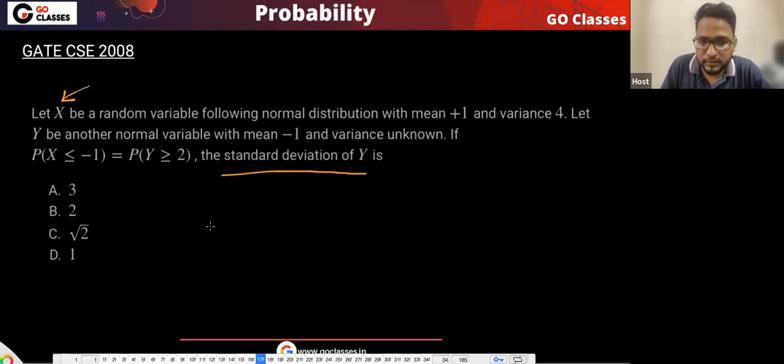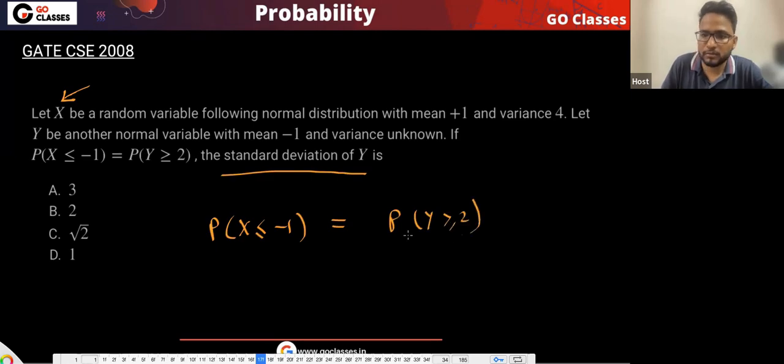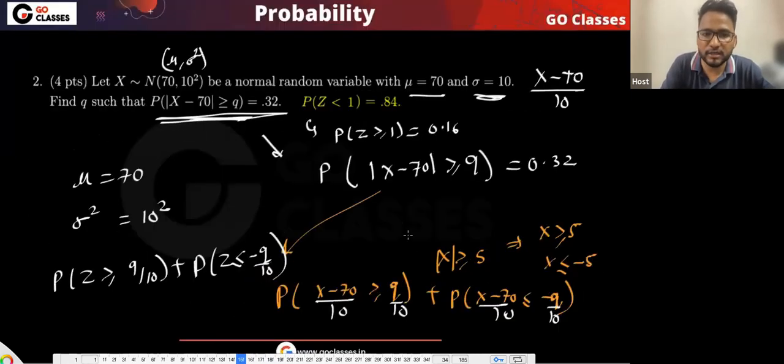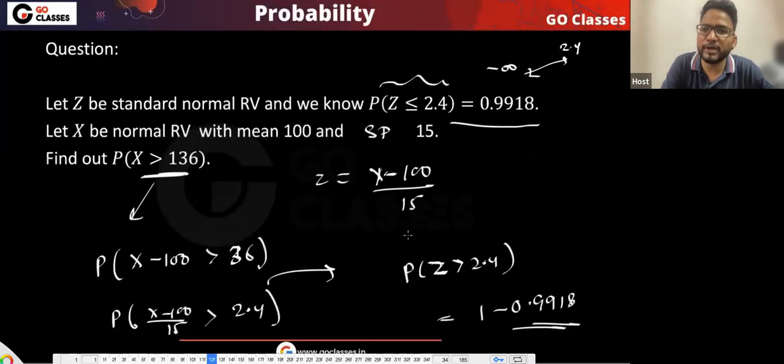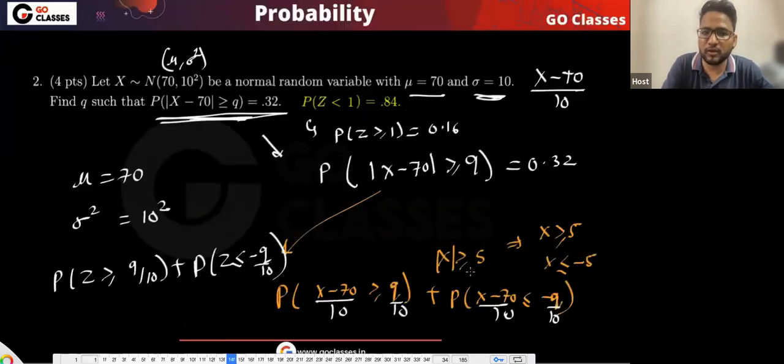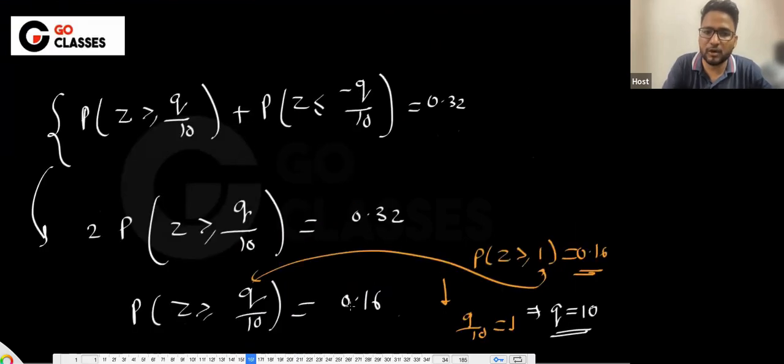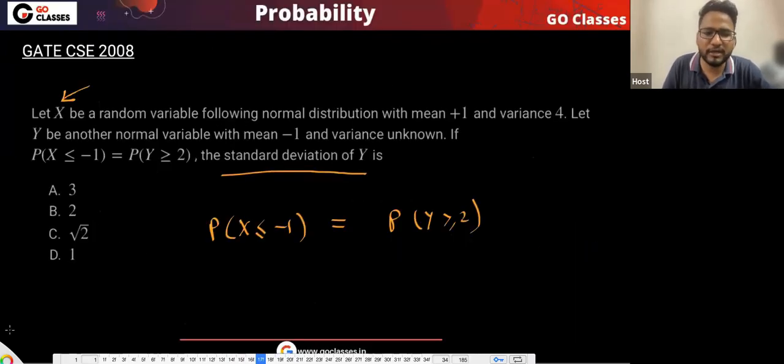So let's solve this question. Do you remember how to solve these normal distribution questions? We convert everything to z. I told you that this is the only thing they will be asking you in the GATE, that you will be converting things to z. In general also, that is the only way to solve these kinds of problems. x is given, y is given, but there is no z. So let's convert things to z.